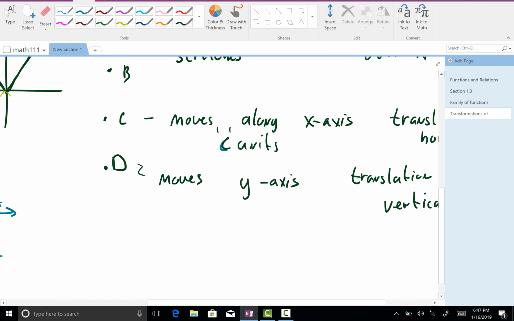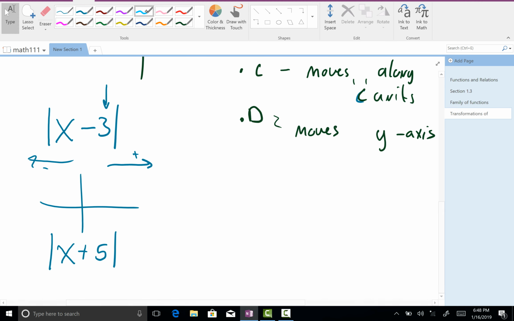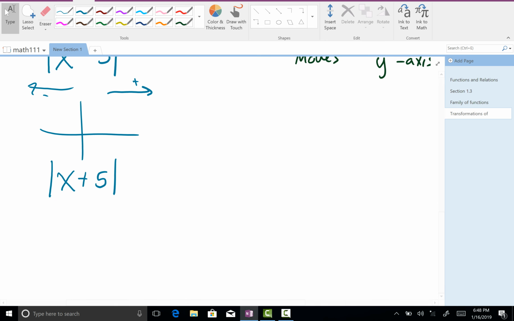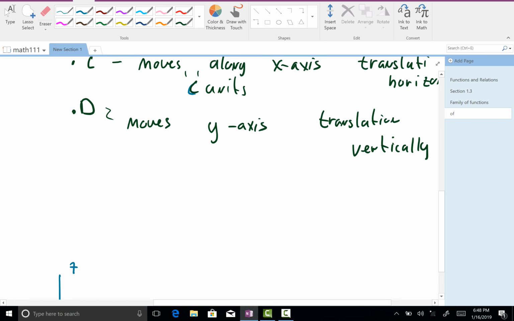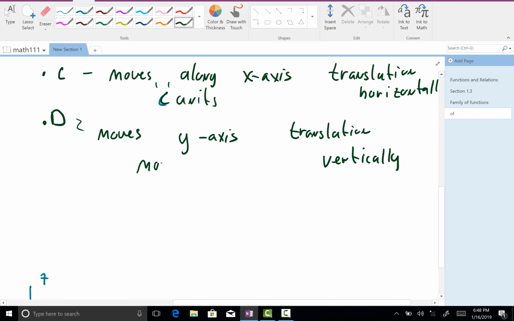So if it's back to this thing here, if we have the absolute value of x minus 3, which way is it going to move it, positively or negatively? This time it's going down, right? And if we have the absolute value of x plus 2, which way is that going? Up. Okay. So that one's not an issue. It's still moving d units. It's just that you don't have to worry about any positive or negative flipping stuff there.